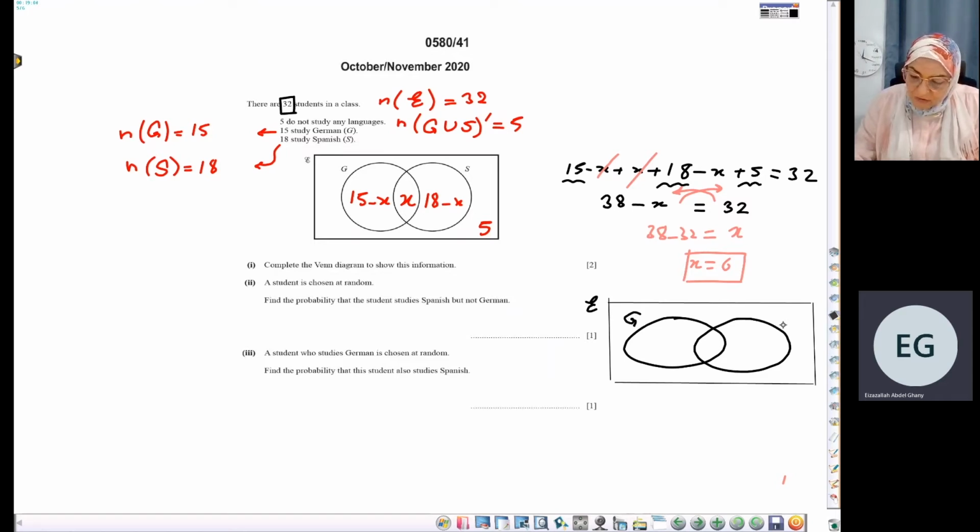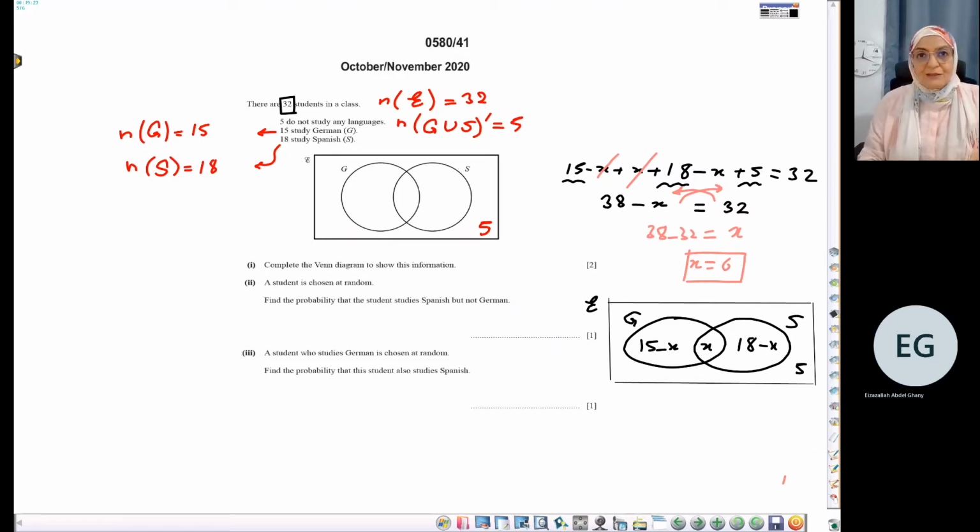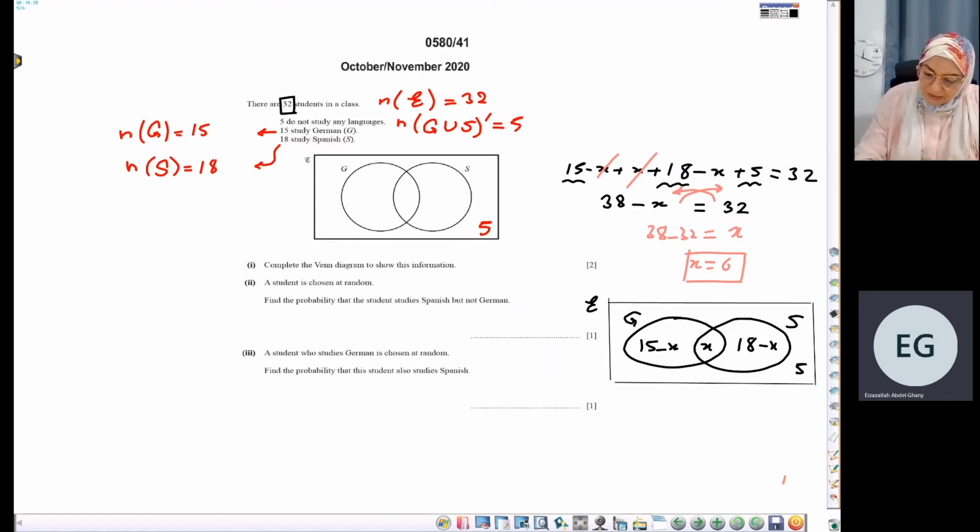Here is German, here is Spanish, here is 15 minus x. It's our working. We're proud to show it. Here is x, here is 18 minus x, and here is 5. But the word complete means I should write here the real values, after we knew that x is 6. And to check our work, when we add them up, they should add up to 32.